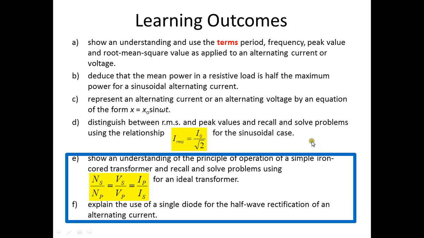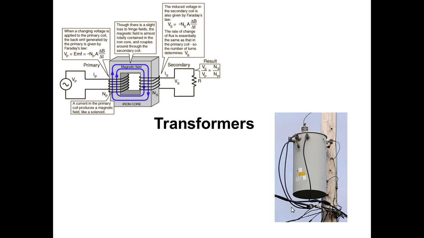So back to the learning outcomes, we will be learning in this video an understanding of a transformer and how this equation comes about. And in the next video, we'll talk about how a single diode is used for half-wave rectification of alternating current. So transformers. This is a transformer in real life, but from the exterior, you really don't know what is happening inside. So that is why we have this kind of picture, a schematic, to show you what really happens. In this video, I'll guide you through how a transformer works.